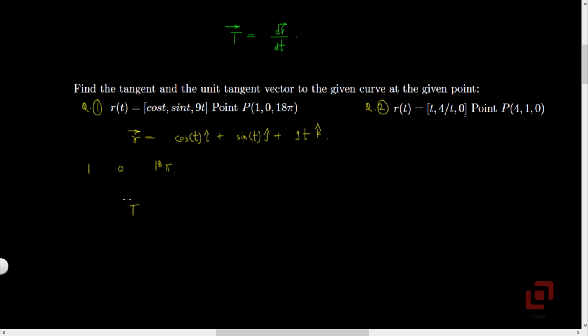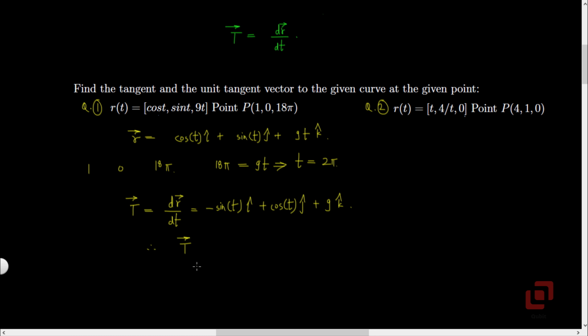What will the tangential direction be? It will be dr bar by dt as discussed earlier. So it will be minus sin t i cap plus cos t j cap plus 9k cap. We still don't know what value the parameter t has at point P, and to find this value we are going to make use of the z coordinate of P, which is 18 pi. According to the parametric equation, the z coordinate is given by 9t, which implies that t must be equal to 2 pi.